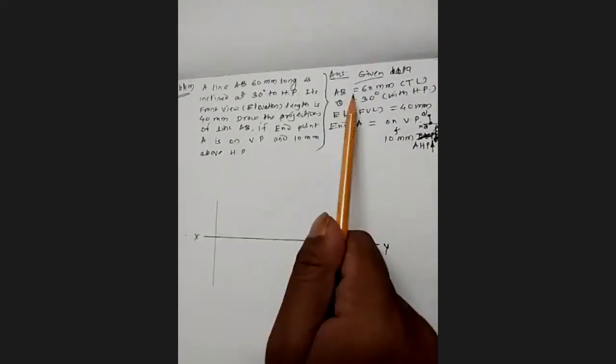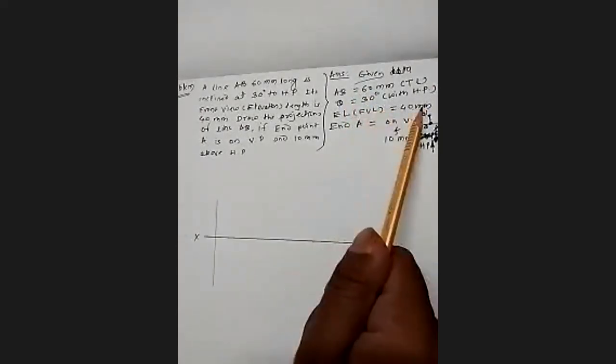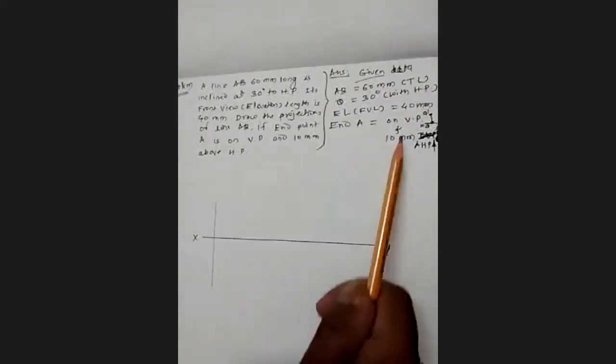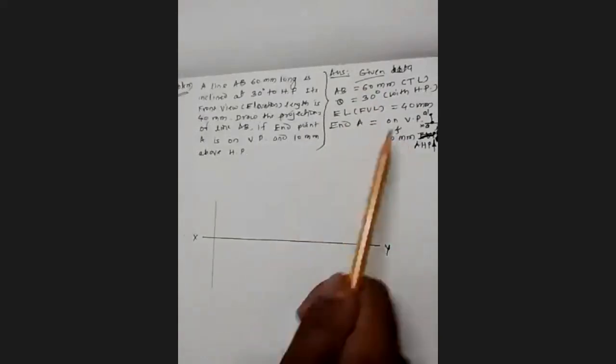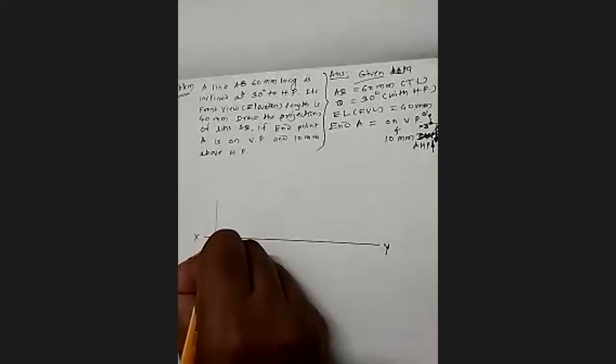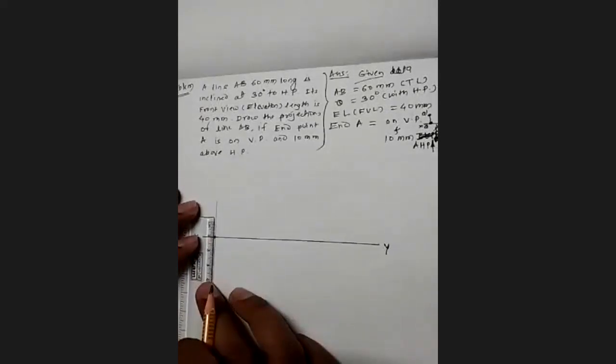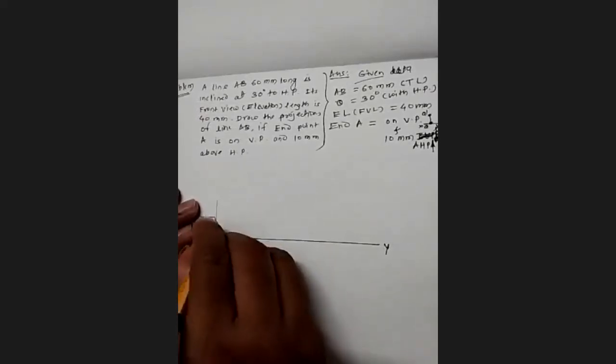Apart from this, AB is 60, 30-degree inclination with HP, elevation length 40, end point A on VP and 10 millimeter above HP. Which data can be utilized first? 10 millimeter above HP and on VP. On VP means that the end point's top view will appear on the XY line. I will make a point here and I will take 10 millimeter.